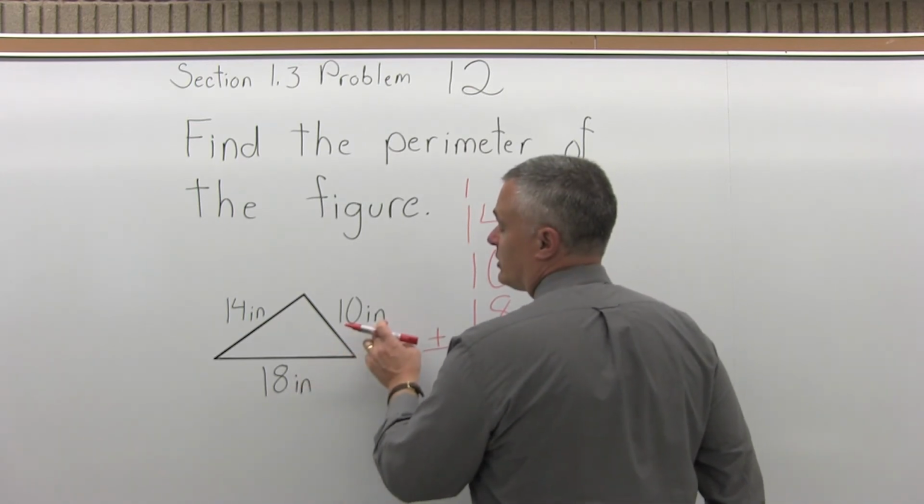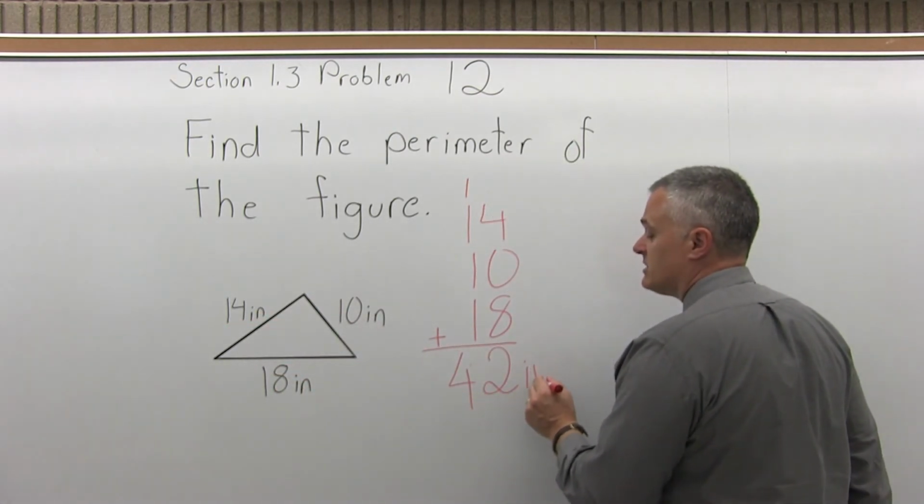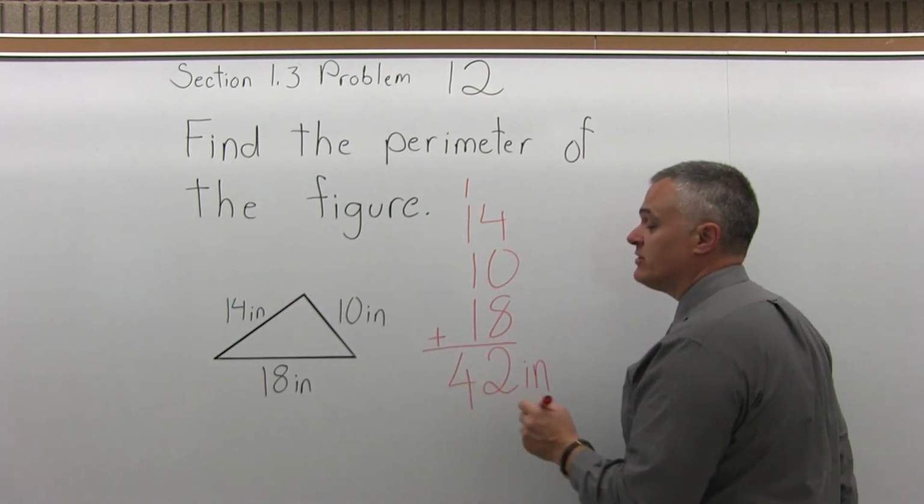Now I should notice what units of measure are used in the question. The units of measure are inches. So my answer is the perimeter or distance around the triangle is 42 inches.